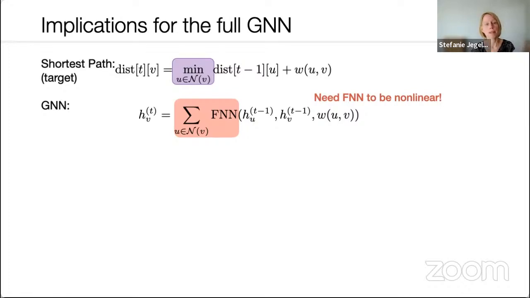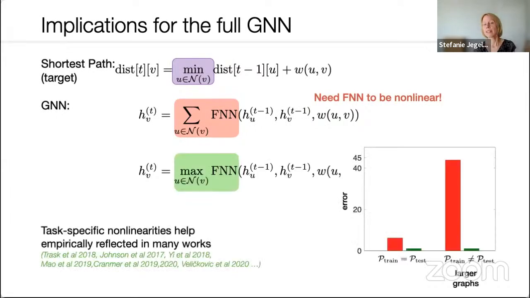So this is possible if our FNN, our mini neural network inside, is a nonlinear function. But once it becomes linear, the entire graph neural network becomes a linear function, and this is no longer possible. And this is indeed what we see empirically too. So if we look at these plots, on the left-hand side, look at the red bars, you see training and test distribution are the same, the error is low. Once the training and test are different, the error is very high because this neural network becomes a linear function.